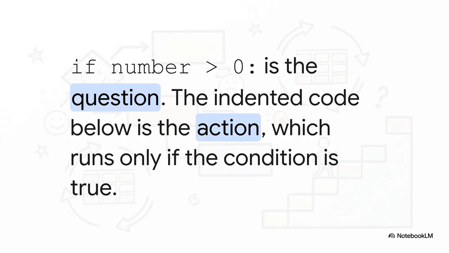And here's how that looks in actual code. That first line, if number greater than 0, that's the computer asking the question. And that second line tucked underneath it, that's the instruction. And that instruction is only carried out if the answer to the question is yes. If the number is 0 or less, the computer just completely ignores that print command.